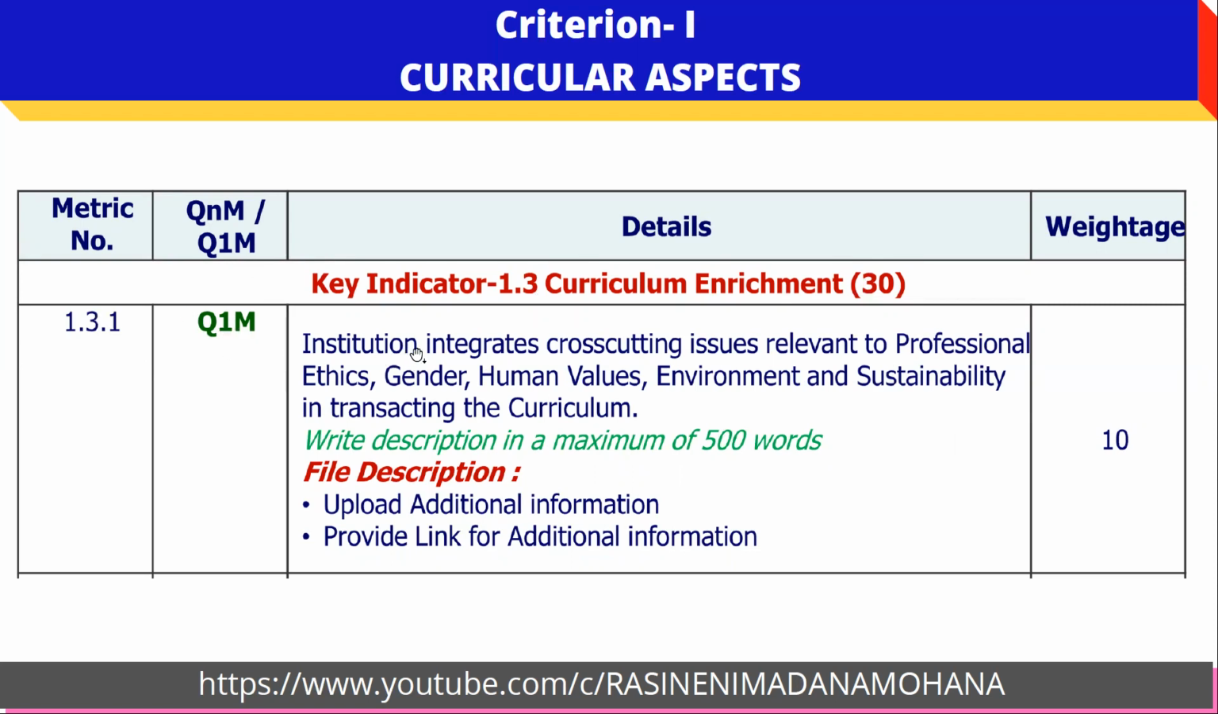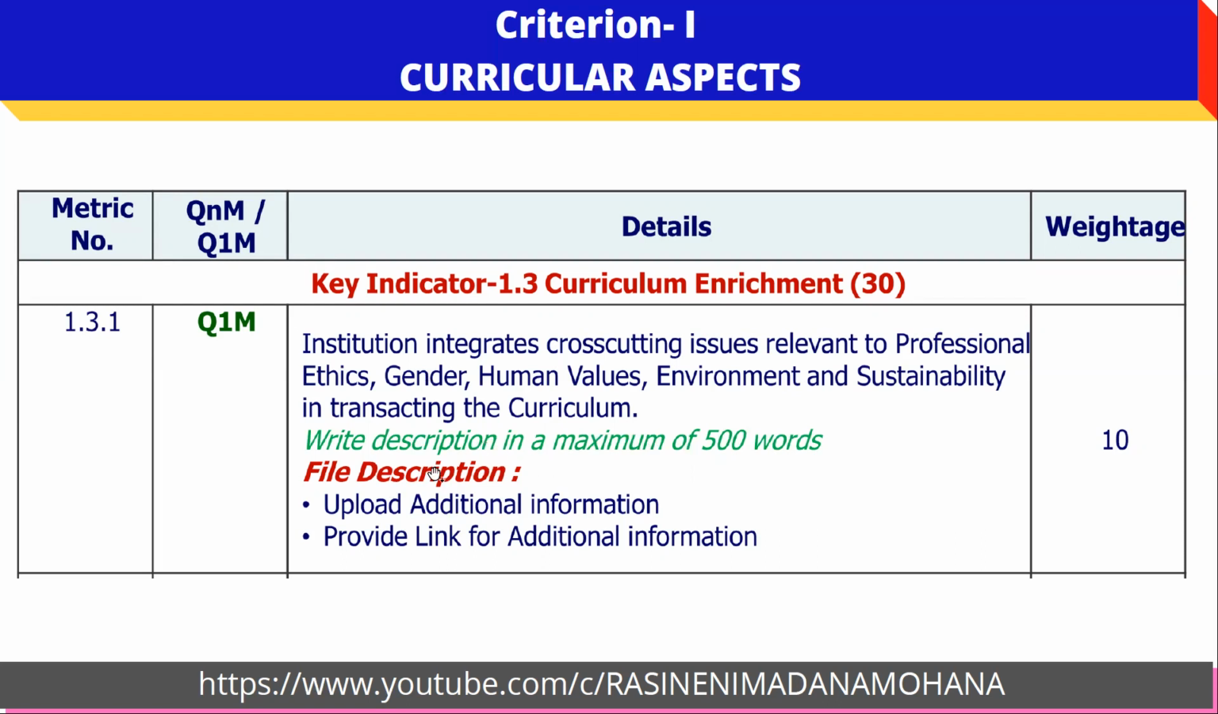The question is: the institution integrates cross-cutting issues relevant to professional ethics, gender, human values, environment and sustainability in transacting the curriculum. Here also we have to write a 500 words write-up. The question is related to gender issues and courses related to professional ethics, gender, human values, environment, sustainability, incorporated in the curriculum. Many universities included these courses in the regular curriculum. So those you can include and provide the description within 500 words.